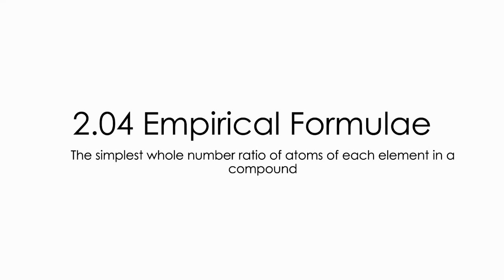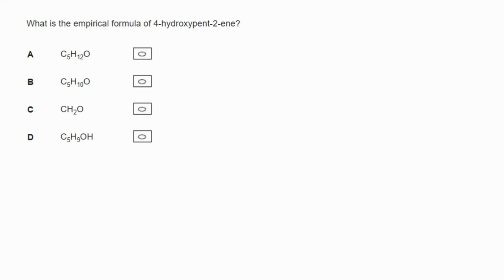Welcome to the video on 2.04 where we're going to look at empirical formulae. So the definition of empirical formulae is the simplest whole number ratio of atoms of each element in a compound. So the best way to look at this is to do some examples.